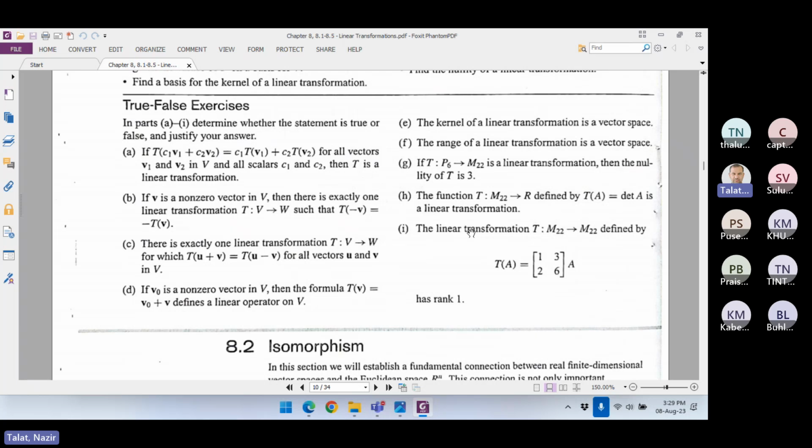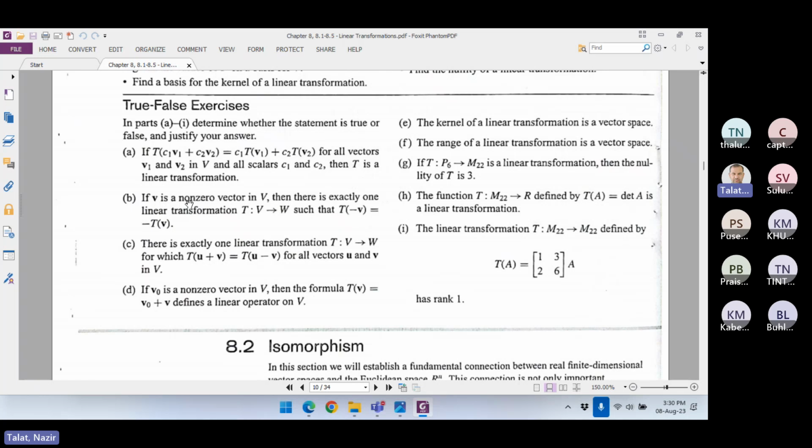Then there are some important true and false statements regarding that. If T of c1v1 plus c2v2 is equal to c1T(v1) plus c2T(v2) for all vectors v1, v2, and for all scalars c1, c2, then T is a linear transformation. Yes, because it's also the equivalent form of the statement of a linear transformation. So if this is true, then that statement is also true, and this is its equivalent form.